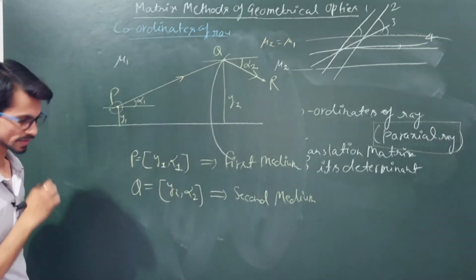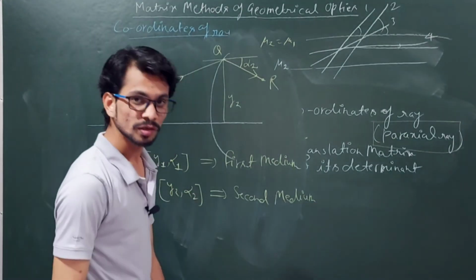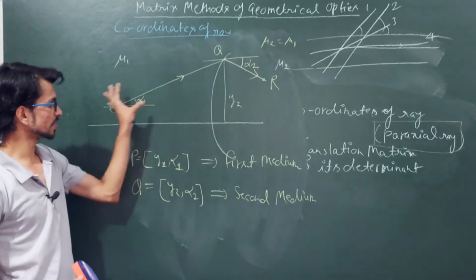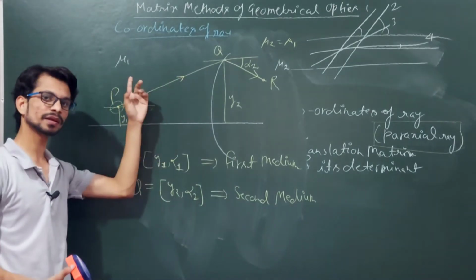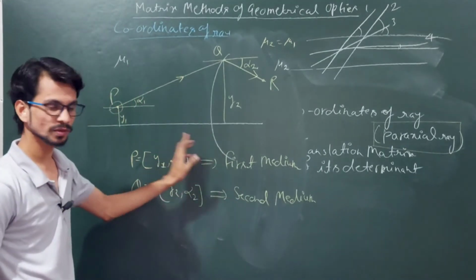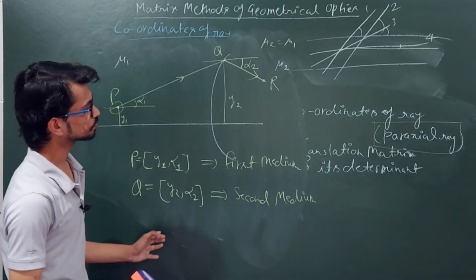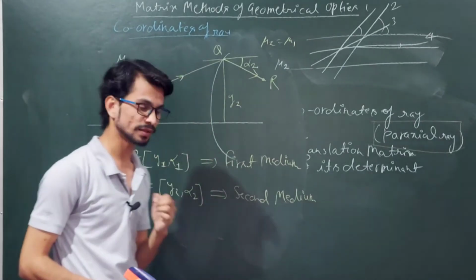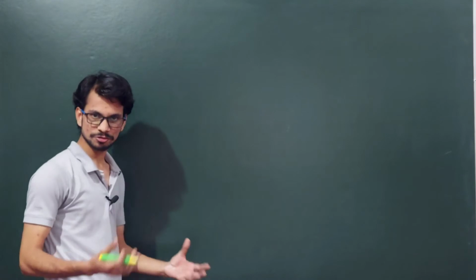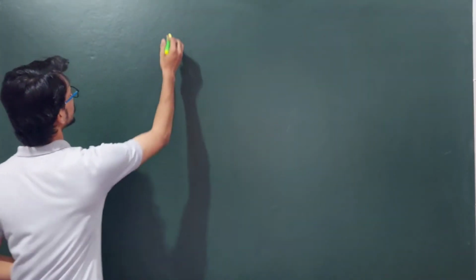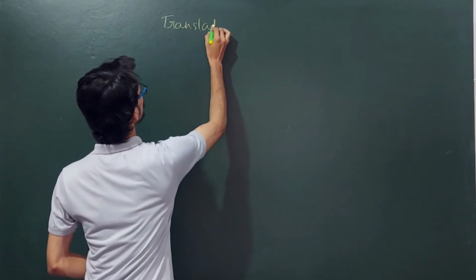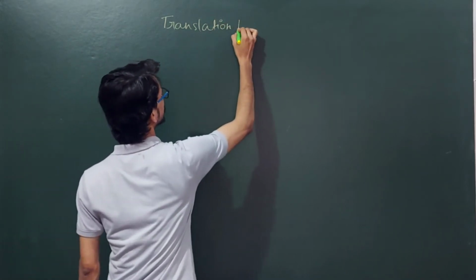Right, so this is how we can find the coordinates of the points, whether they are in the same medium like in the earlier case, or in different mediums like this one. Okay, now let's move towards the translation matrix. So what exactly is meant by translation matrix? Let's study about the translation matrix. So our topic is translation matrix.